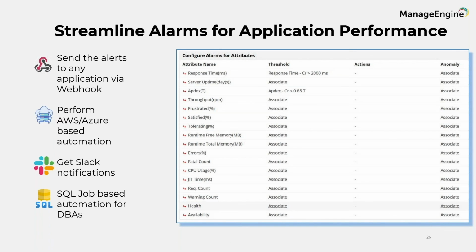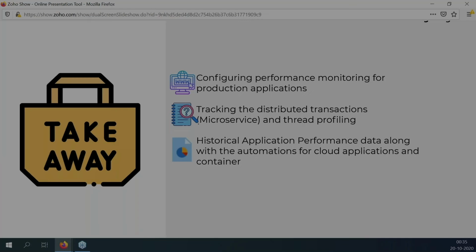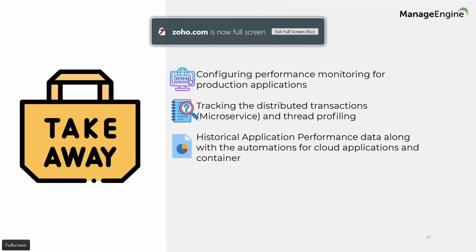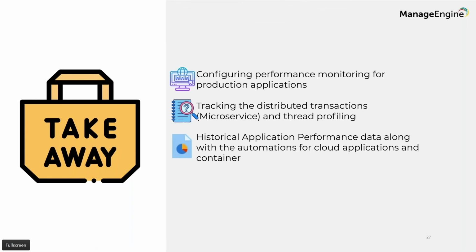So we have almost come to the end of the session, and let's see the key takeaways. We have discussed configuring application performance monitoring for your production grade applications, tracking distributed transactions and thread profiling using the distributed tracing feature, and historical application performance data reporting with the various automations for cloud applications and containers. That's what we have discussed for today.